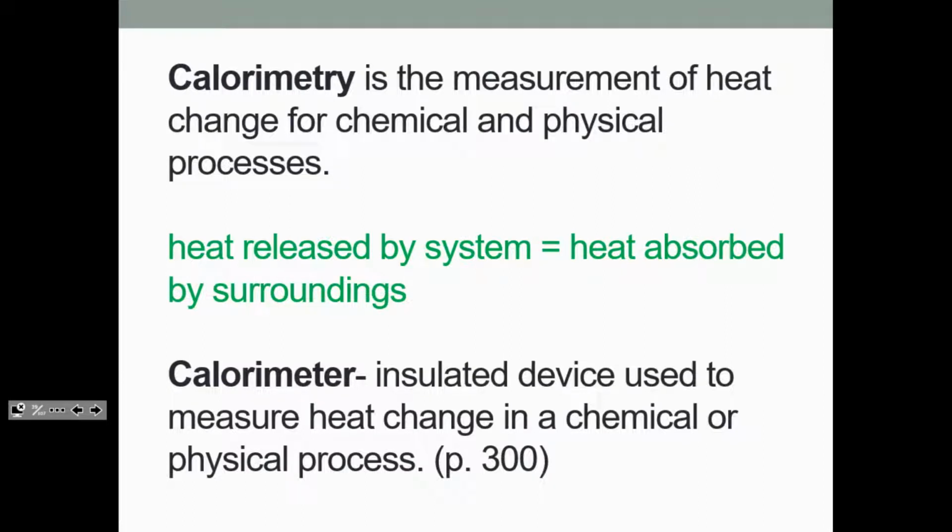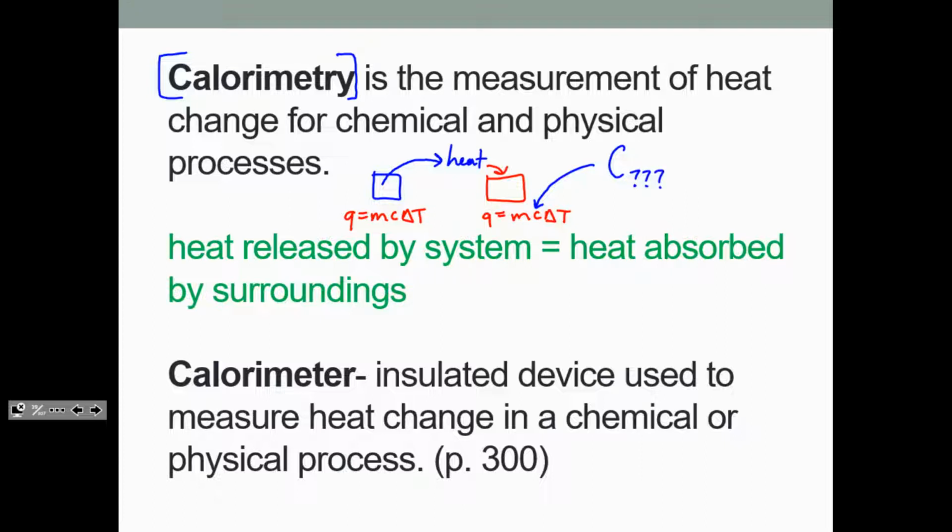Howdy students, this is a video that's going to cover calorimetry, which is the measurement of heat change for a chemical and physical process. So what we're looking at is when we take one object and heat is lost by one object and picked up by another object. And what we're going to use is Q equals mcΔT for both of these objects. And that is going to allow us to eventually calculate c for some sort of unknown substance.